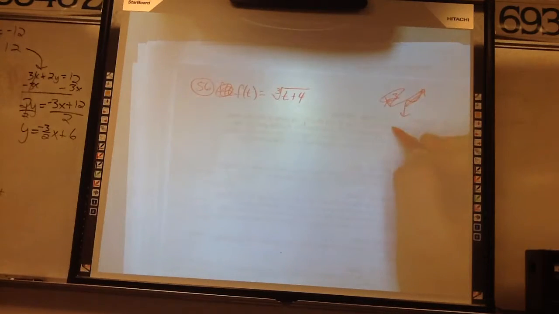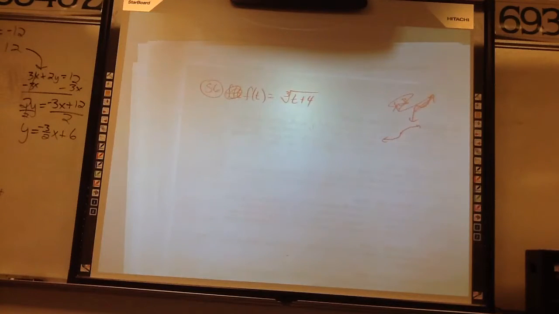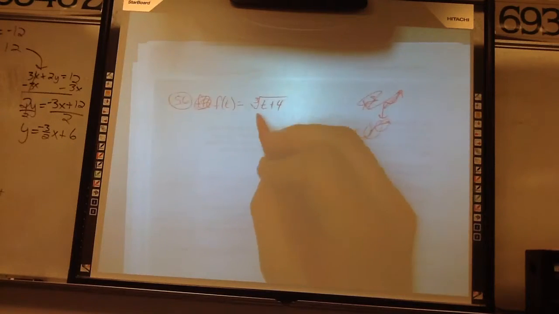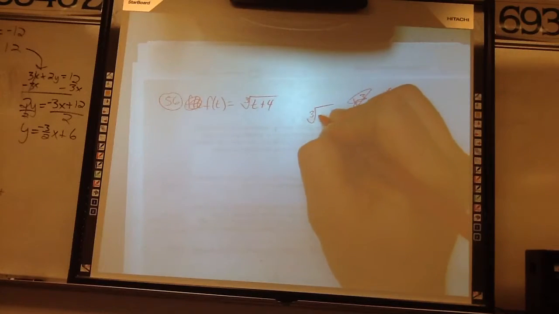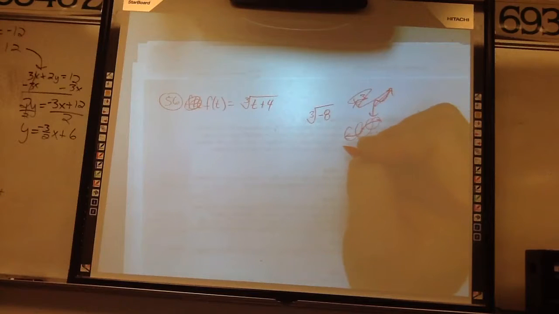Actually, I think we did 56. It's just like they need to switch them. Here's why. What is the third root of negative 8? Negative 2.